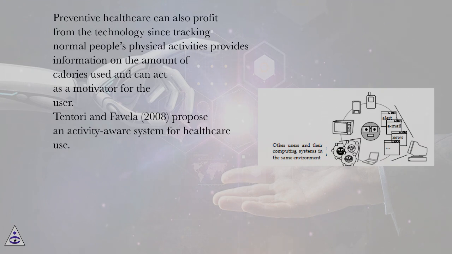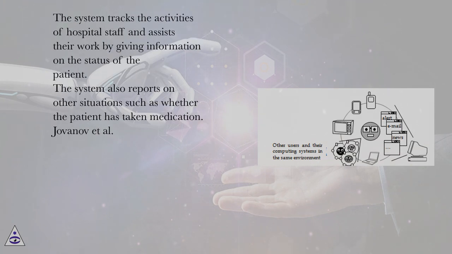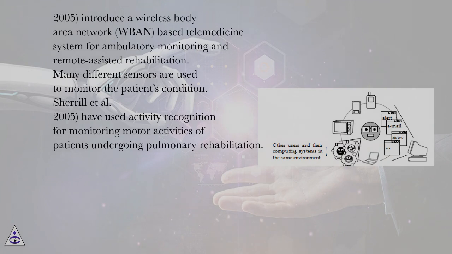Tentori and Favela, 2008, propose an activity-aware system for healthcare use. The system tracks the activities of hospital staff and assists their work by giving information on the status of the patient. The system also reports on other situations such as whether the patient has taken medication. Jovanov et al. 2005, introduce a wireless body area network, WBAN, based telemedicine system for ambulatory monitoring and remote-assisted rehabilitation. Many different sensors are used to monitor the patient's condition.